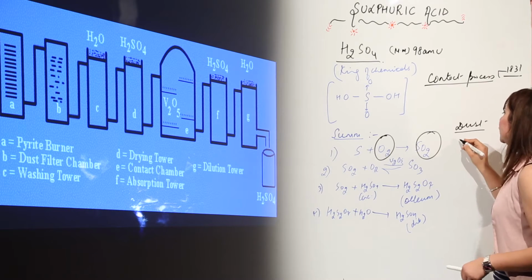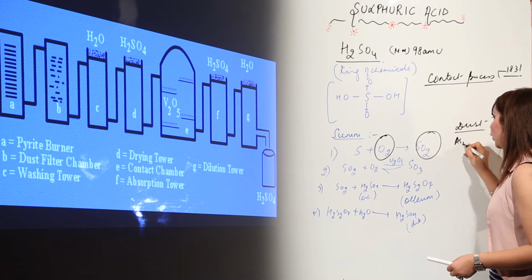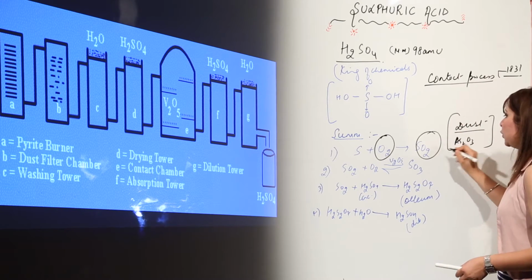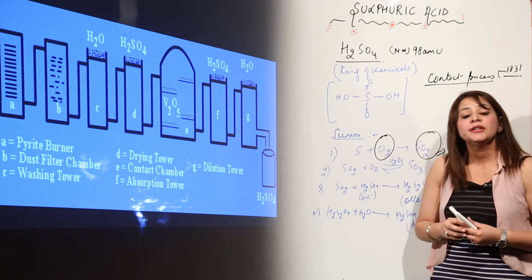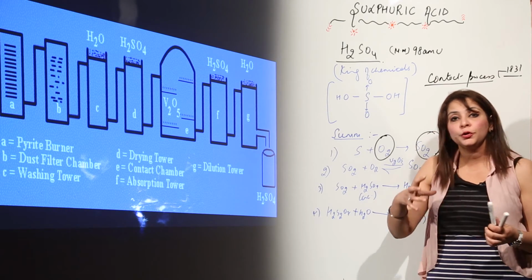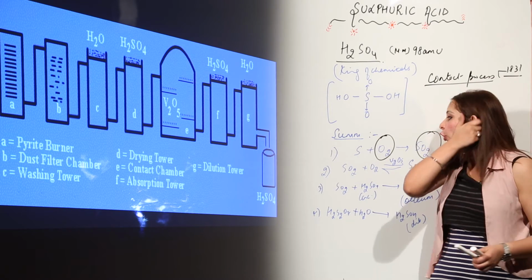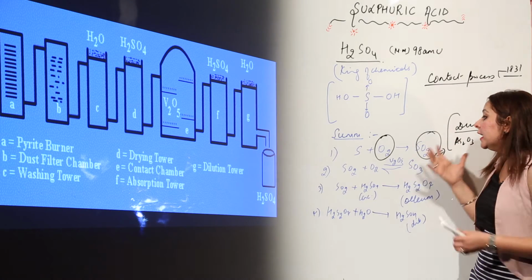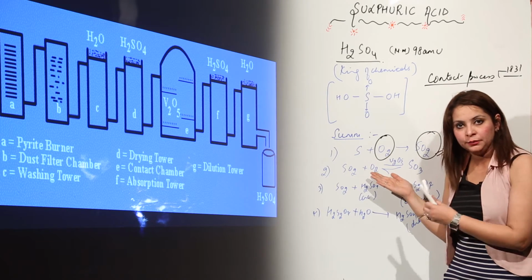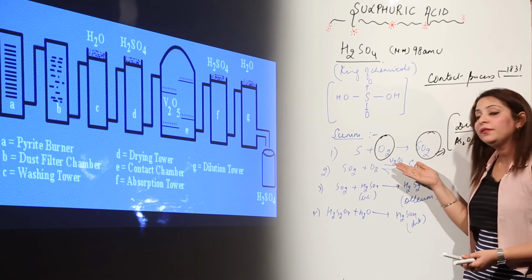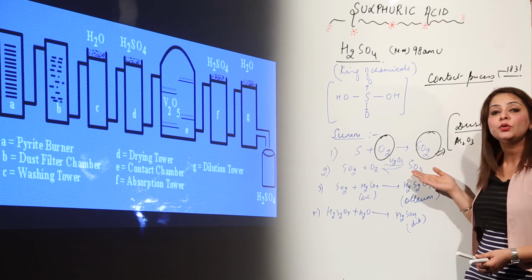It is dust particles, it is arsenic oxide. Mainly these impurities are present with this SO2. So that means first we need to purify this SO2, and after purifying it, when it becomes free from this dust and arsenic oxide, it reacts with more oxygen in the presence of vanadium pentaoxide, and it gives rise to SO3.